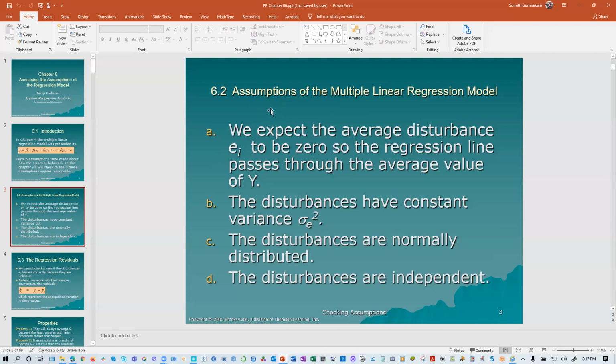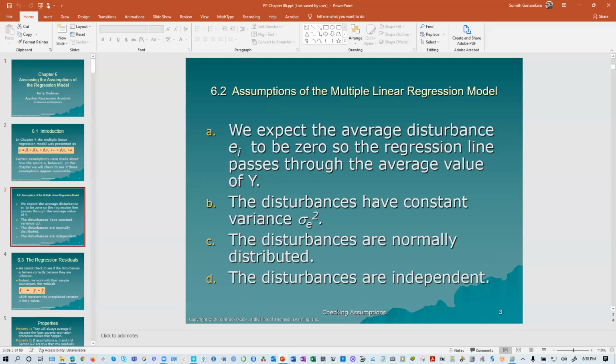So y minus y hat, the equation of the regression line, would give you the error term. If you get these error terms and draw a histogram of them, that histogram would have its center at zero. That's why they say the average disturbance is zero. So the regression line passes through the average value of y, which is zero.